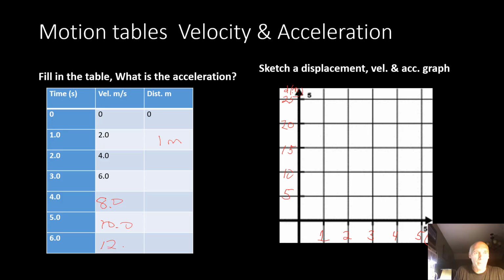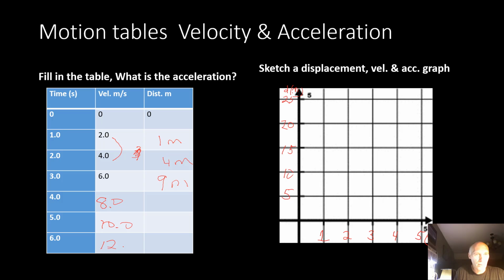From 1 second to 2 seconds, its average velocity is 3 meters per second. So it traveled 3 meters from the 1 mark to the 2 mark. But it's already gone 1 meter, so the 3 plus the 1 equals 4 meters that it's traveled. Over here, its average velocity is going to be 5, plus it's already traveled 4 meters, so it's going to be 9 meters.